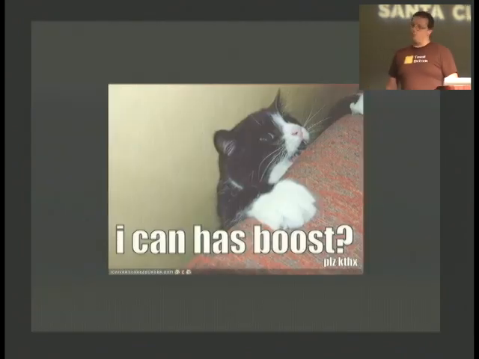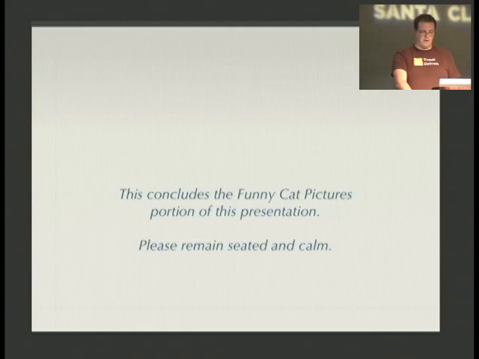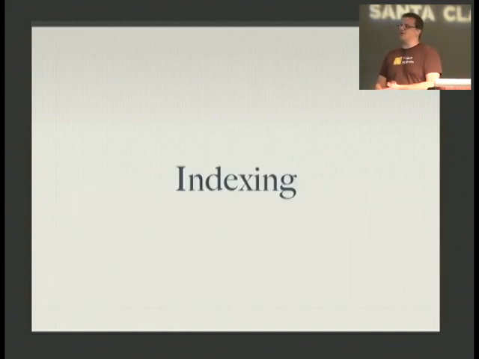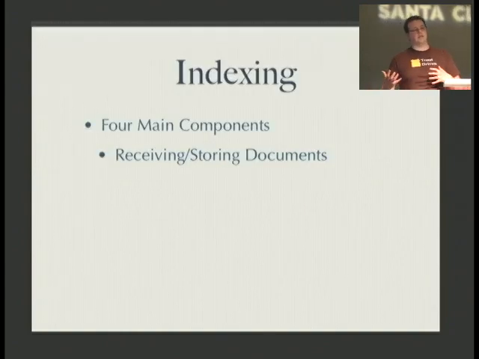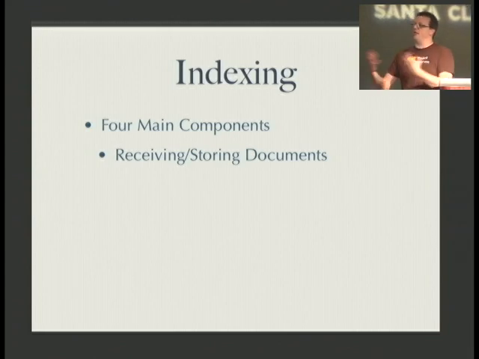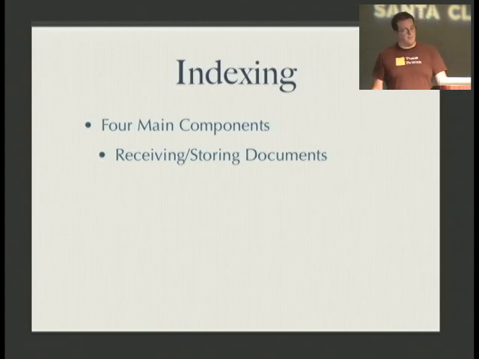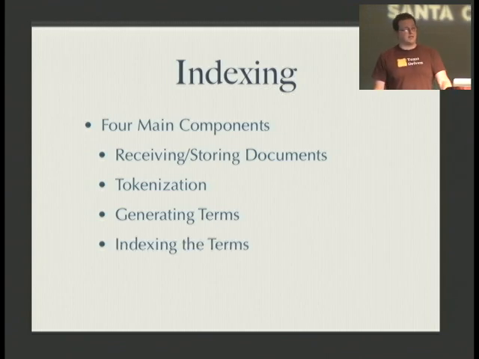Boost is a way to push up certain kinds of results in the result set so that they bubble up to the top. So let's start at the beginning. Let's talk about indexing. Indexing is taking a document, the blob that we were talking about with metadata, and pulling it into the engine and performing transformations and storage so that we can query on it later on. There's 4 major breakdowns: receiving and storing documents, tokenization, generating terms, and indexing those terms.